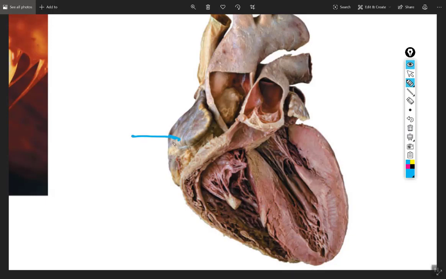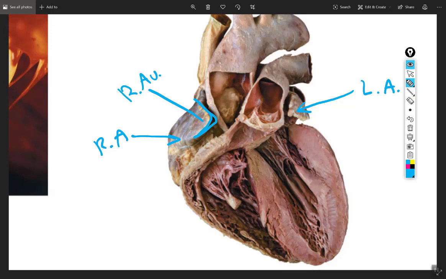So here we have the right atrium. And this little flappy is, of course, the right auricle. And then all we can see of the left atrium is the left auricle, because most of the left atrium is visible from the back side of the heart.